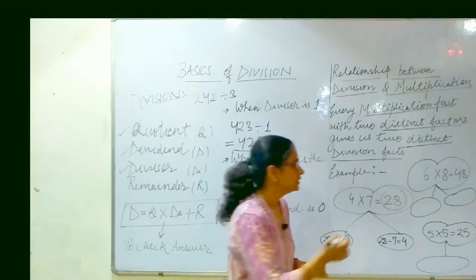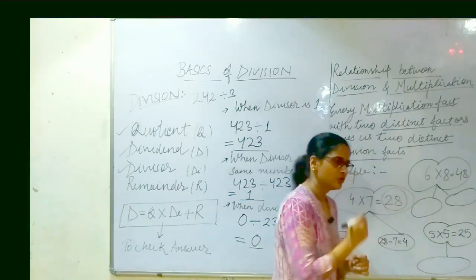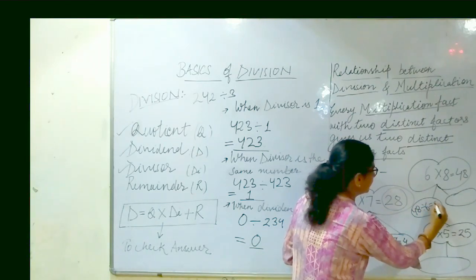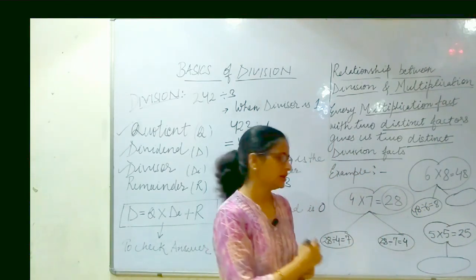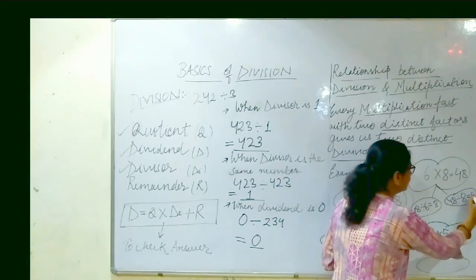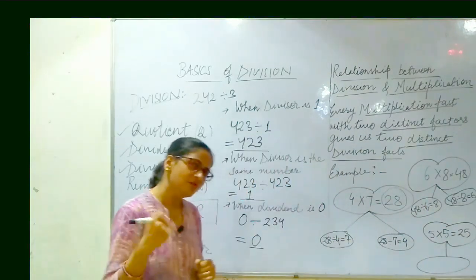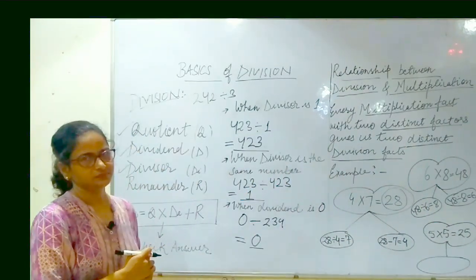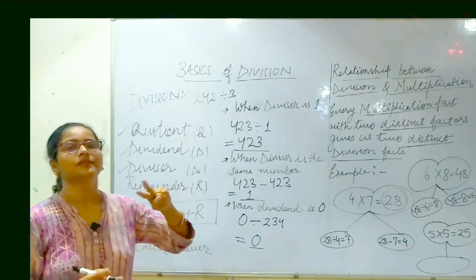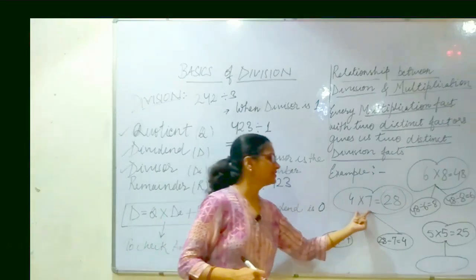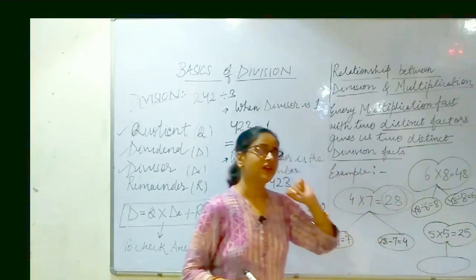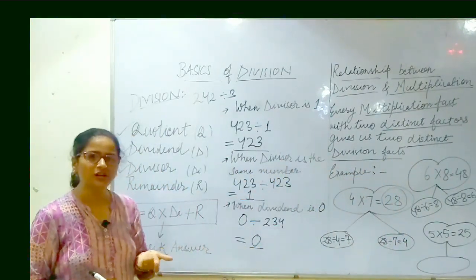Take one more example. 6 eights are 48. So we can write it in this way. 48 divided by 6 will give you 8. Similarly, 48 divided by 8 will give you 6 because 8 sixes are 48. But it is not applicable when your factors are the same numbers. You have two distinct factors here, 4 and 7, and here 6 and 8. But when your factors are the same number, then it is not applicable.